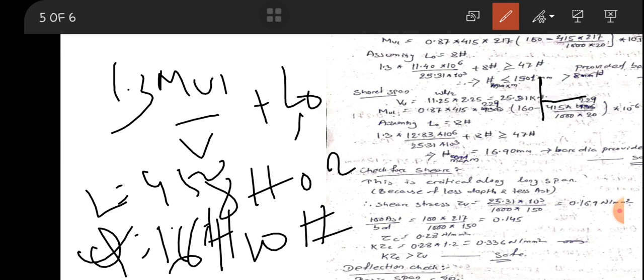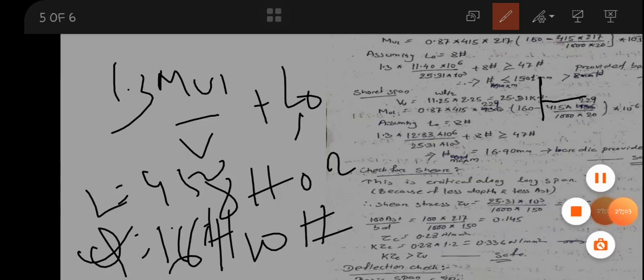पर इन शॉर्ट स्पान वी आर कैलकुलेटिंग again the bond length, and this is coming that maximum diameter of bar should not exceed 16.90 mm, but we are providing 10 mm bar diameter, that's why we are safe in bond. Then check for shear.